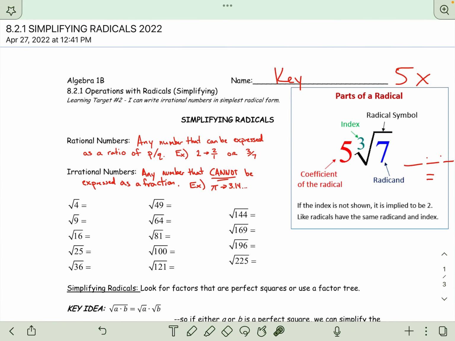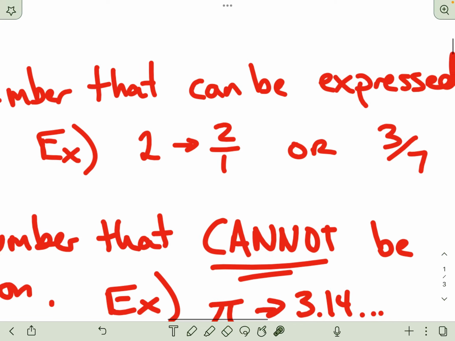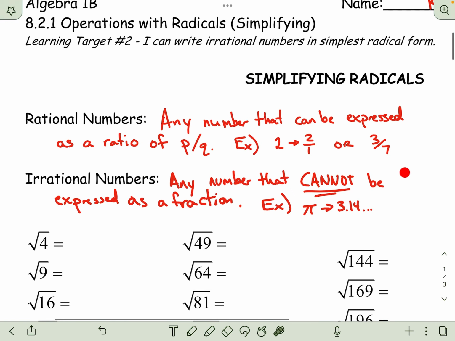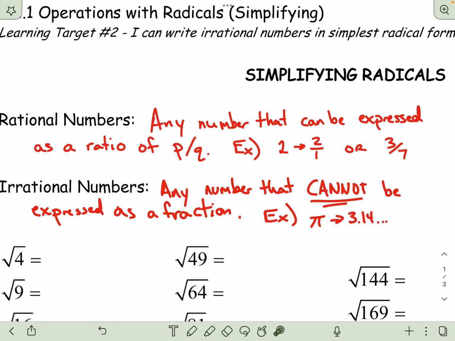Okay, so a couple of definitions here for you. And again, I'm going to try and keep this quick for you today. First one is rational numbers. A rational number is any number that can be expressed as a ratio of p divided by q. So for example, the whole number 2 can be expressed as a fraction. You just put it over 1, 2 over 1, which remember 2 divided by 1 is just 2. So same equivalent number. 3 over 7 is also a rational number because it's expressed as a fraction. So that means that irrational numbers, and again, feel free to pause this video if you need to copy this down, are any number that cannot be expressed as a fraction.